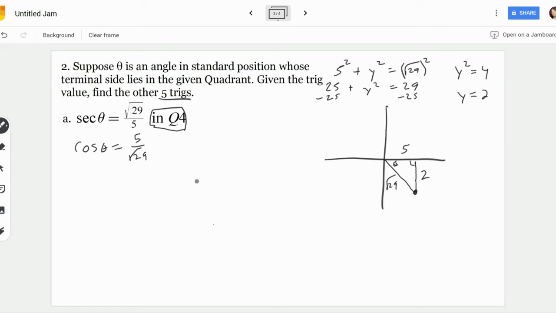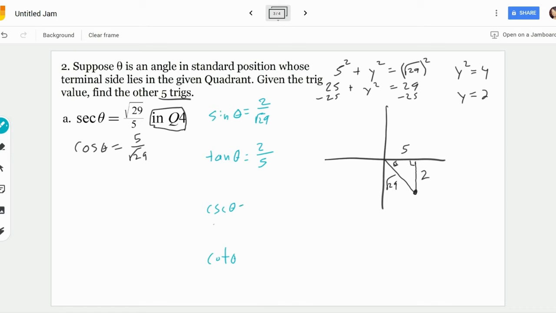We have everything we need to figure out all the rest of them now. We have secant and cosine, so we need sine of theta, tangent of theta, cosecant of theta, and cotangent. Okay. Sine is opposite over hypotenuse, so this is 2 over root 29. I'll fix both of these in a second because we have a square root on the bottom. Tangent is opposite over adjacent, so that's 2/5.